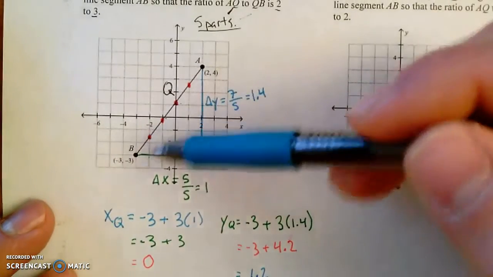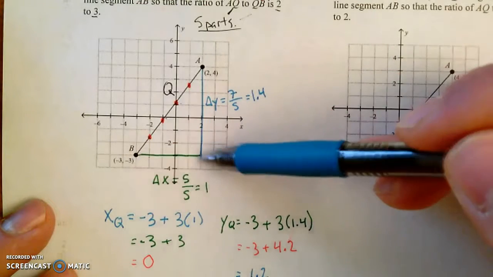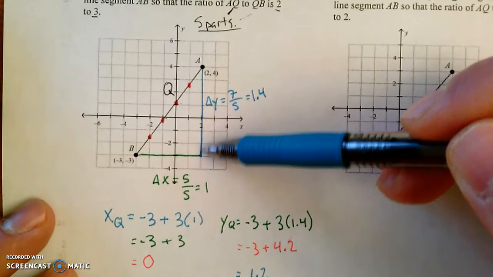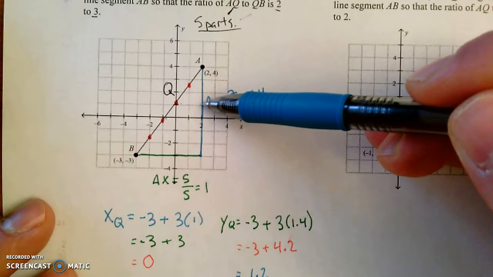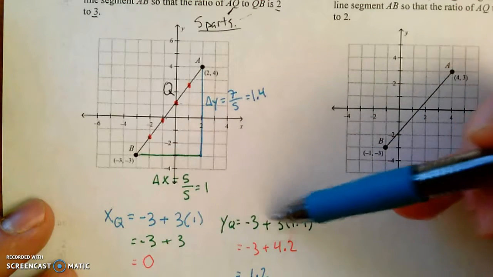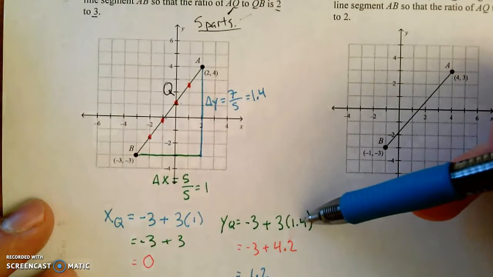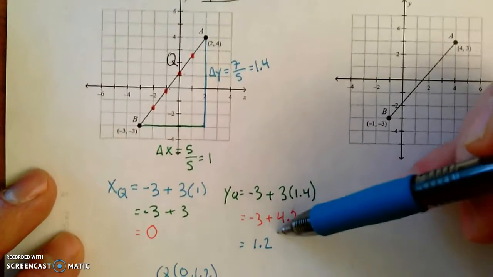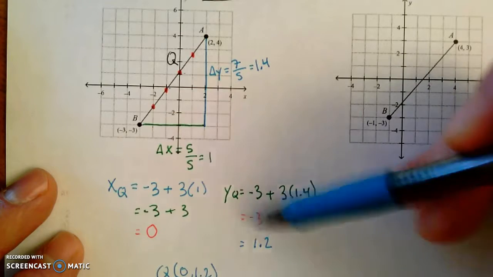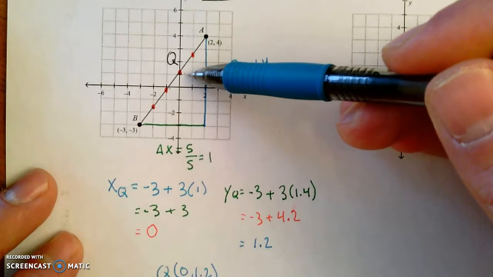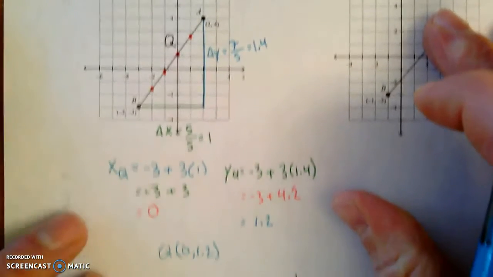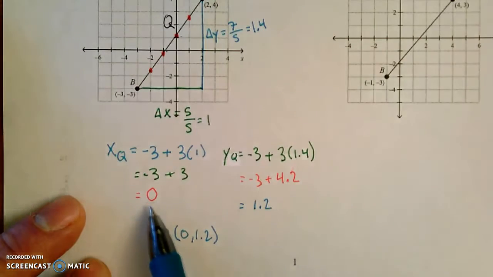Then to find our y-coordinate, we had to start at B, which was -3, and go up 1, 2, 3 steps of 1.4 each. So -3 plus 3 steps of 1.4 each gave us a y-coordinate of 1.2. And we checked our graph. That looked reasonable. We were a little bit above the 1 on the y-axis. So our coordinates were 0 and 1.2. Good luck with the next one.